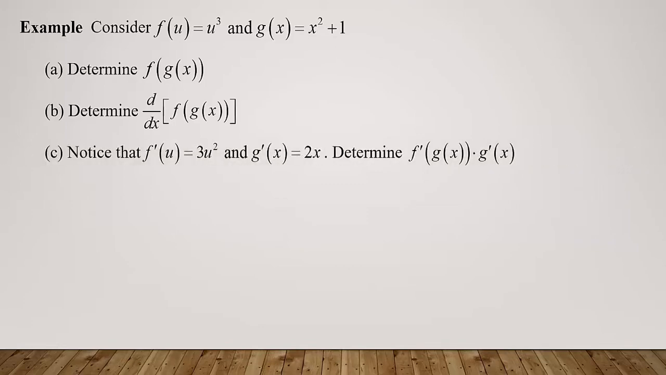Then in part C, notice for the functions I've given you that f prime of u is 3u squared, and g prime of x is 2x. We are then going to determine f prime of g of x, it's a composition, and multiply that by g prime of x. So get this written down. This is to motivate where the chain rule comes from. And I'm heading off to the board to work through this.